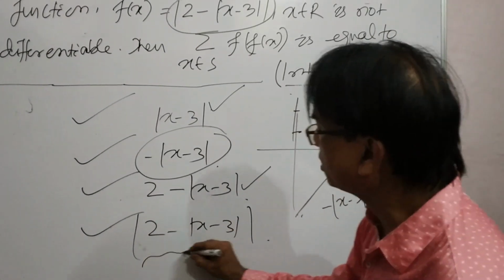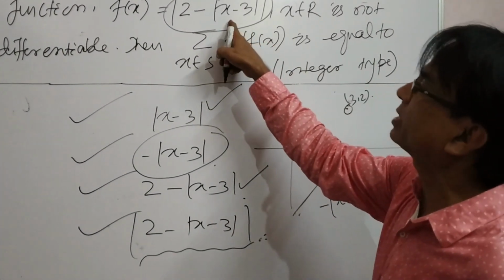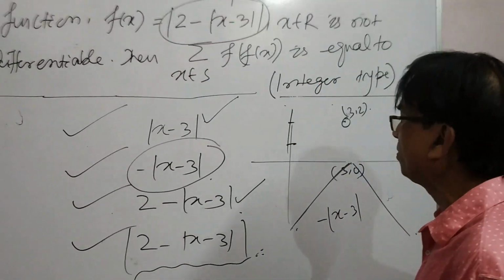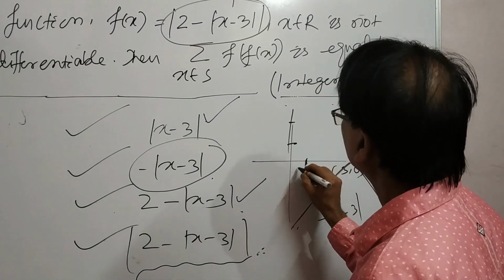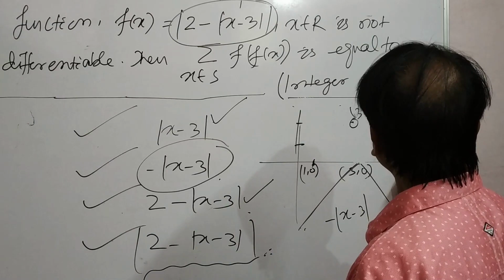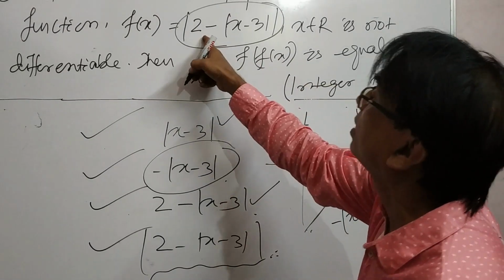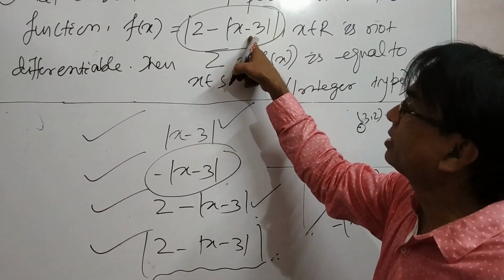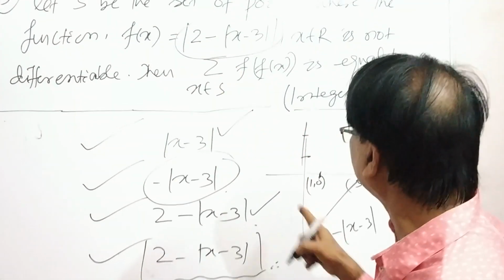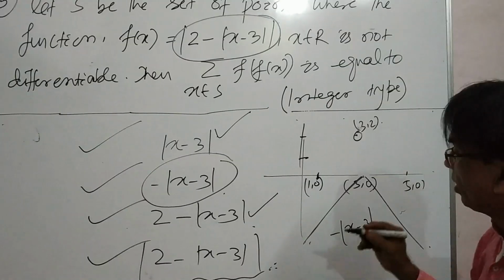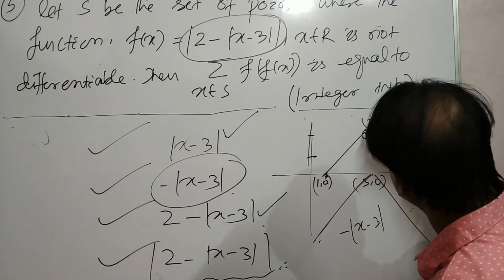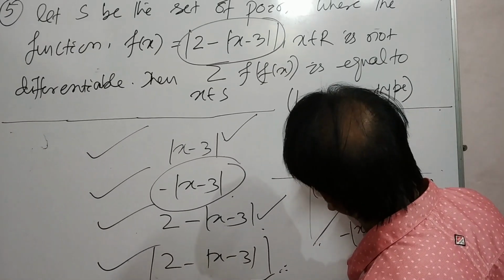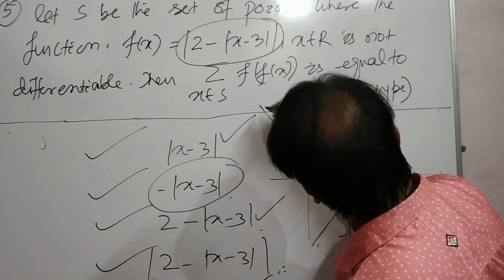Now to get this one, I solve it. Mod of x minus 3 equals 2. Solving for the critical points, I am getting 1 comma 0 and 5 comma 0. If you put it here, 2 is equal to mod of x minus 3, then x minus 3 is equal to plus or minus 2. So solving it, I am getting 1 comma 0, and now I will join it. Since it is a linear graph, I am cutting the x-axis and y-axis.